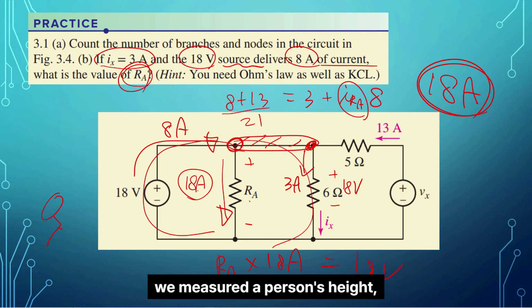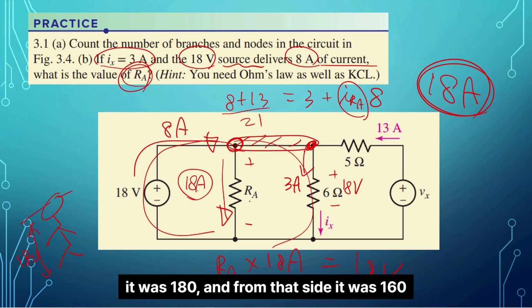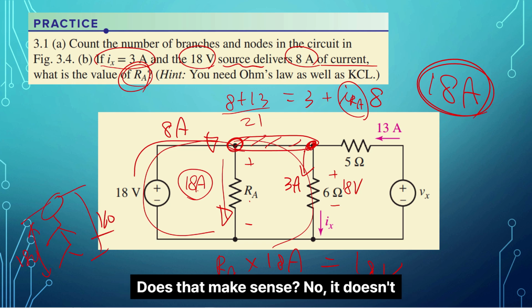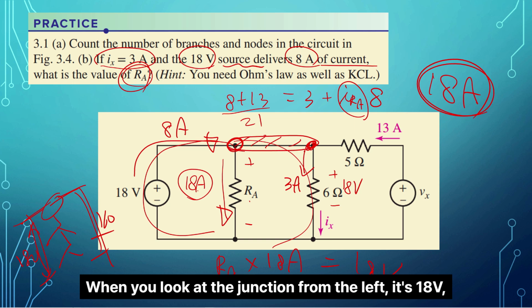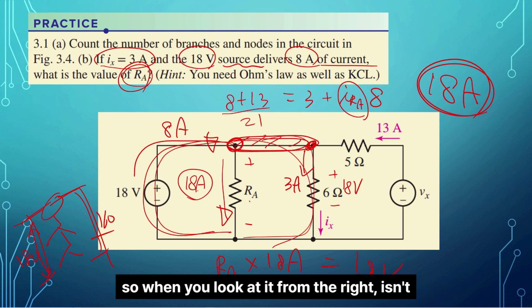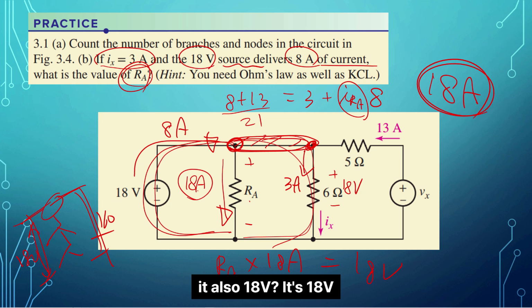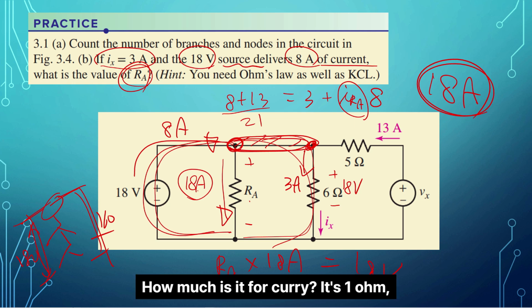We measured a person's height. And when we measured from this side, it was 180, and from that side it was 160. No, it doesn't work that way. Where is there a case like this? It looks the same on the left and right. When you look at the junction from the left, it's 18 volts. So when you look at it from the right, isn't it also 18 volts? It's 18 volts. How much is it for RA? It's 1 ohm.